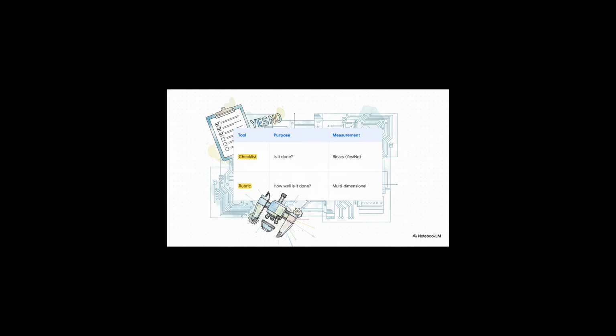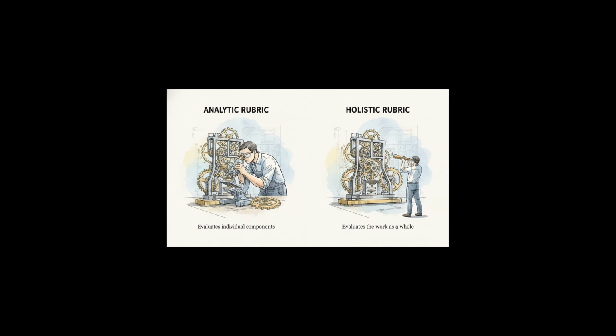So how do we grade these bigger, more complex projects? Well, we've got two main tools in our belt. A checklist is pretty simple. It just asks, is it done? The measurement is totally binary, yes or no. But a rubric is so much more powerful. A rubric asks, how well is it done? It gives you a multi-dimensional measurement of quality. That's our precision instrument. Let's dig a little deeper into engineering that rubric.